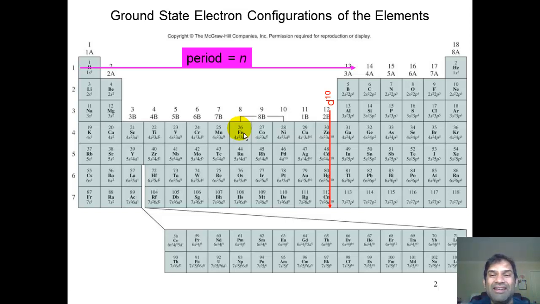As an example, iron would have a principal quantum number of 4. It is located in the d block. Oxygen would have a principal quantum number of 2. It is located in the p block.